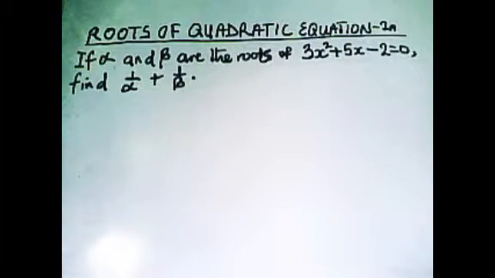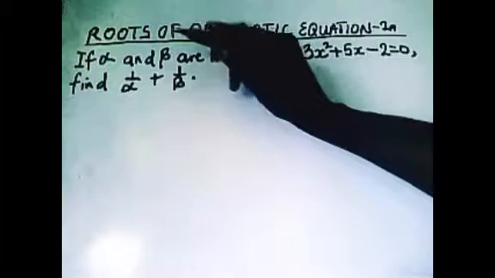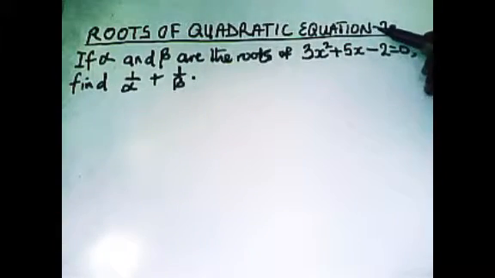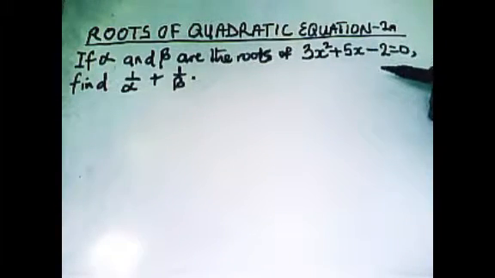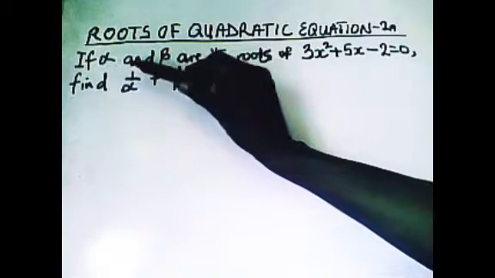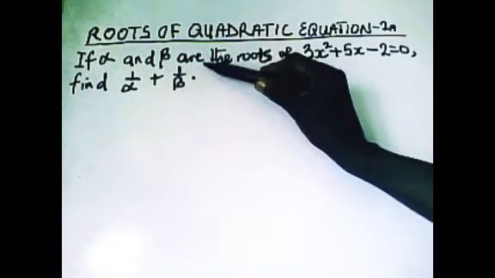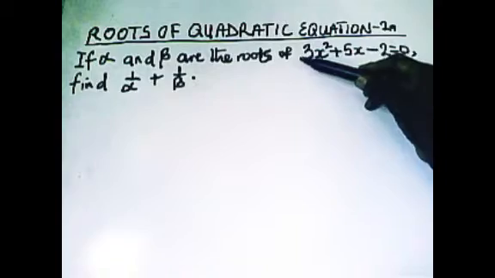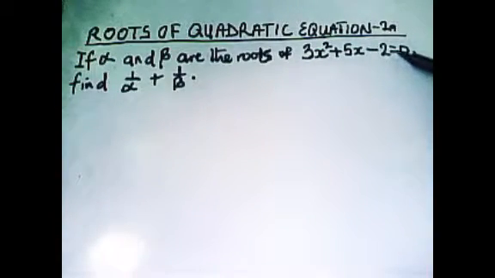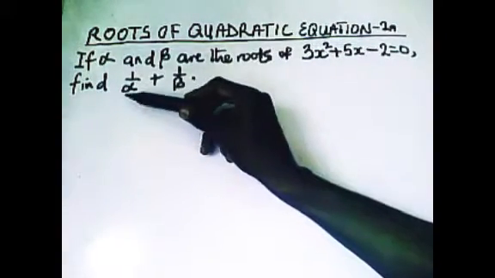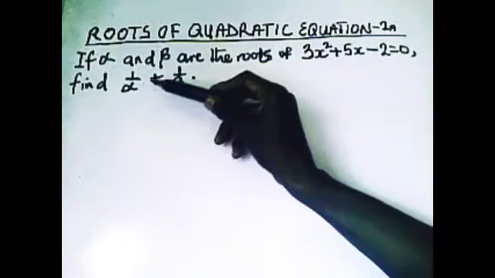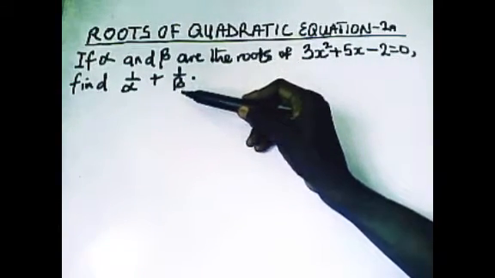We are still continuing from where we stopped in our previous lesson on roots of quadratic equation, and this is the second part of it. We are taking the first example A. Now on the board we have, if alpha and beta are the roots of 3x squared plus 5x minus 2 equals to 0, find 1 upon alpha plus 1 upon beta.